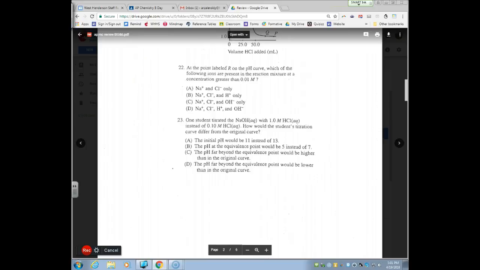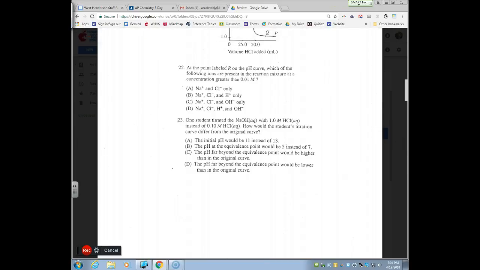Number 23, we're talking about that same titration. And in this case, we're going to change the concentration of HCl from 0.1 to 1. How would the student's titration curve differ from the original one? So the correct answer for number 23 is D.